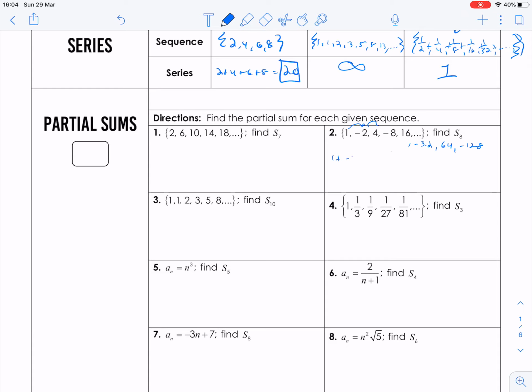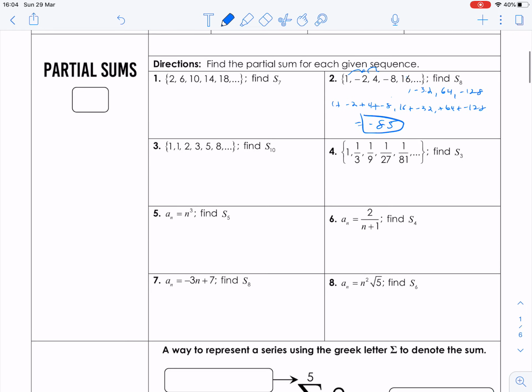So we need to add all those together. So 1 plus -2 plus 4 plus -8 plus 16 plus -32 plus 64 plus -128. Whoo! This might be one you could do without a calculator, but a calculator would definitely make that easier, and it ends up getting us -85.